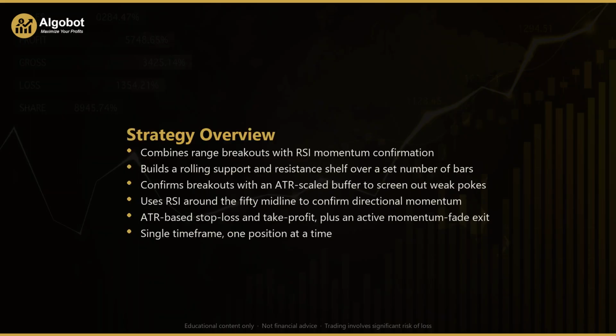So what exactly does this expert advisor do? At its heart, Range Breakout Momentum is a trend-following approach. It watches the market for a meaningful breakout from a defined trading range, and it only acts when momentum agrees with that breakout. The idea behind it is simple but thoughtful. Many breakouts fail because price simply pokes past a level without any real conviction behind it, and then snaps right back. This strategy tries to screen those weak moves out by demanding a second form of agreement before it commits.